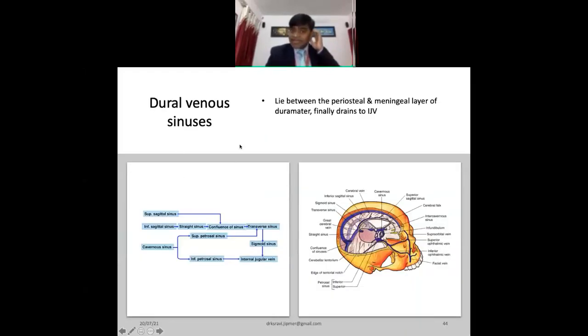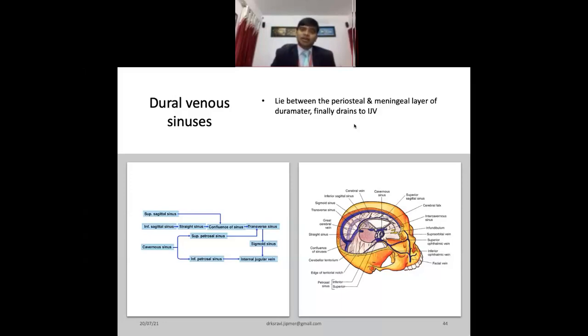Now, just a little bit about the dural venous sinus. When you see this, there are different layers or meninges of the brain. We have the dura mater, we have the arachnoid mater, we have the pia mater, right? Now, there are different spaces. We have the epidural space, we have the subdural space, and then we have the subarachnoid space. We have already discussed the subarachnoid space. Now when you see this dural venous sinus, it lies between the periosteal and the meningeal layer of the dura mater.